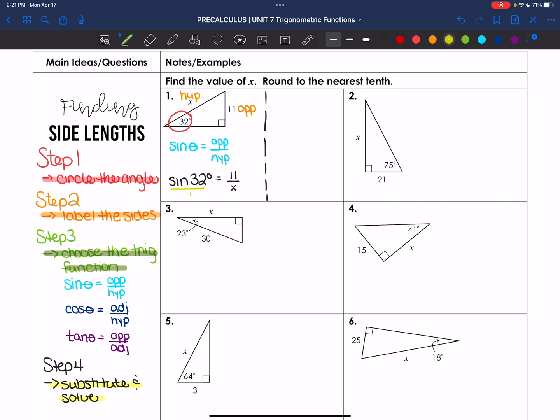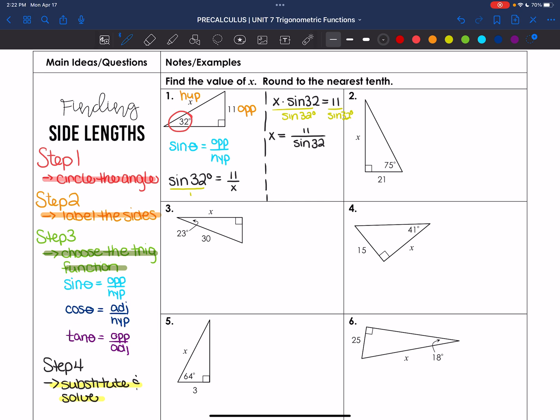Right, so I can just do some cross multiplying and solving here. That would be x times sine of 32 would equal 1 times 11, which is just 11. And then I would need to go ahead and divide by sine of 32 degrees on each side, which will give me x equals 11 over sine of 32 degrees.